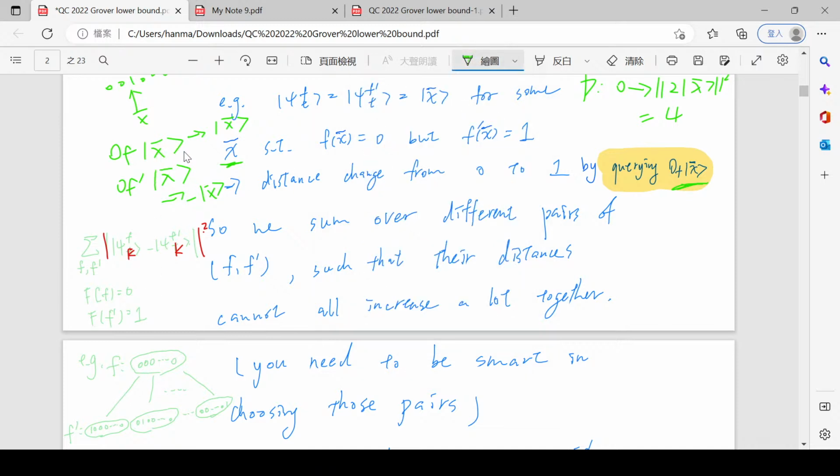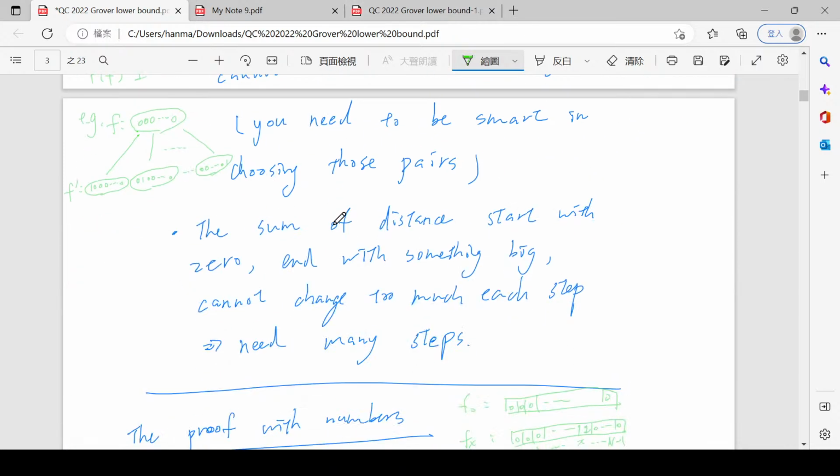If you do this x bar query again, then only this pair will get changed a lot. This pair will change the distance from 0 to 4 as we showed, right? But all other pairs don't change, because for all other pairs, if you query the first location, the query is always the same, so the distance doesn't change. And yeah, that's how we'll show it.